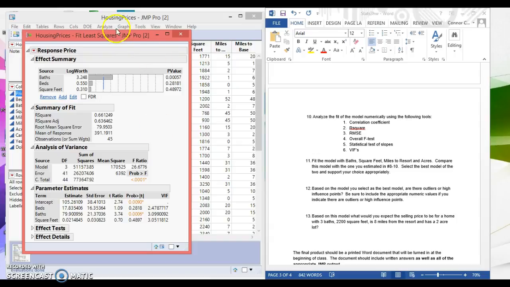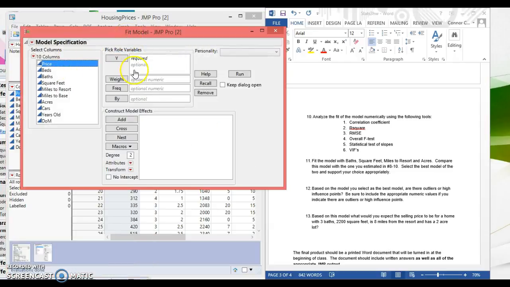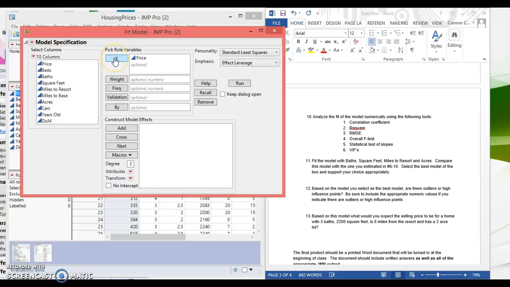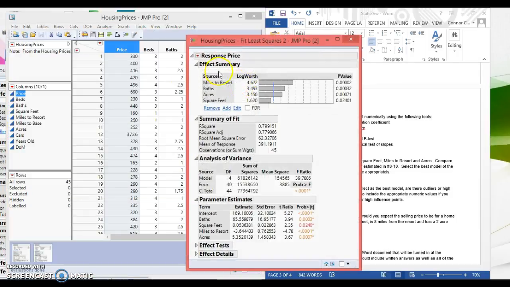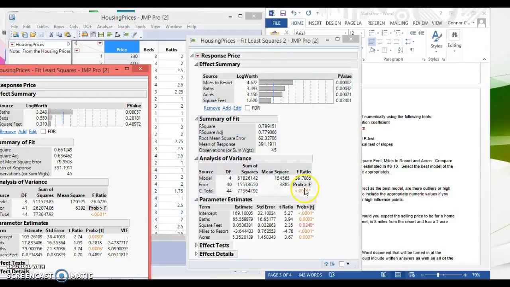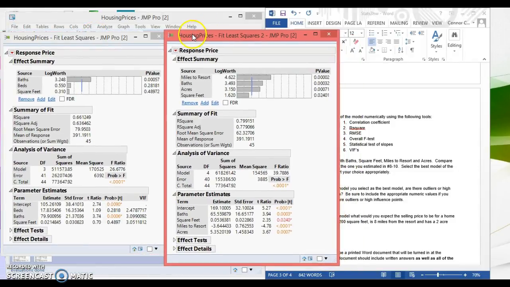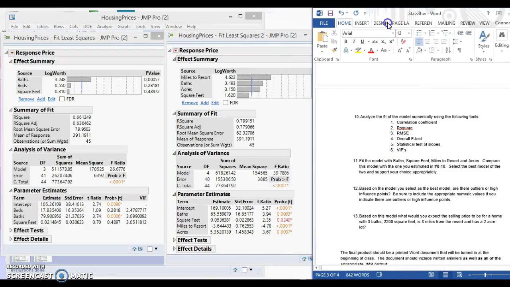Alright, so now we're going to do pretty much the same thing. Price. And now we're using baths, square feet, miles to the resort, and acres as our independent variables. Minimal report, run. Alright, so let's pull this one back up so we can compare the 2 models if we need to. There we go.